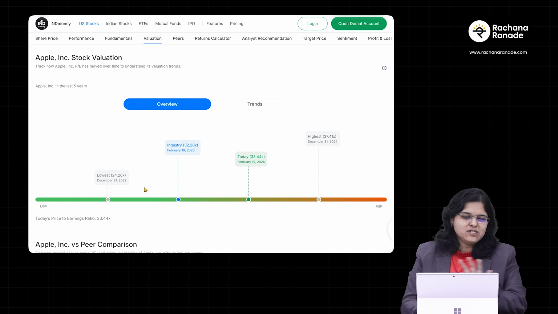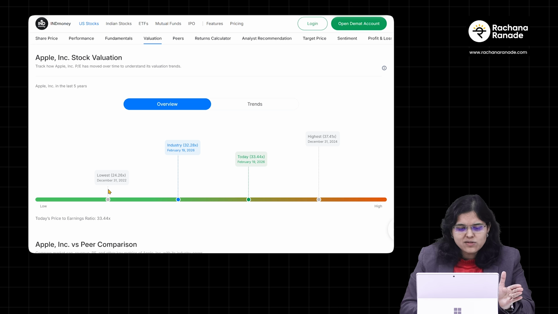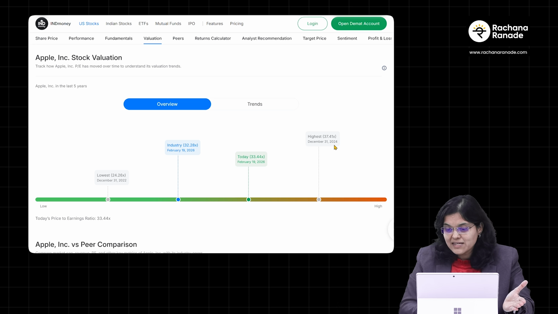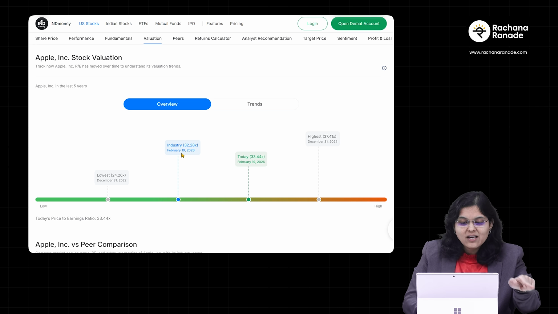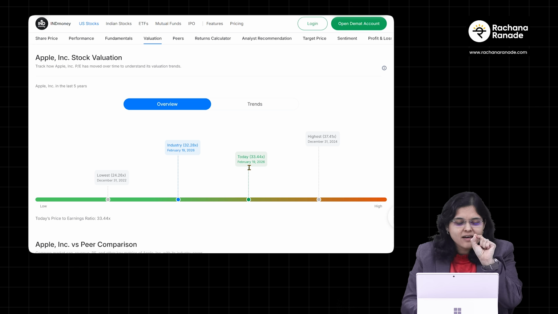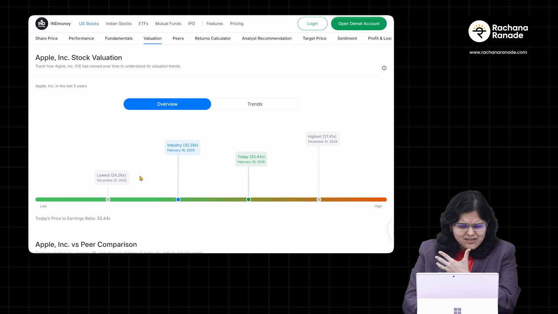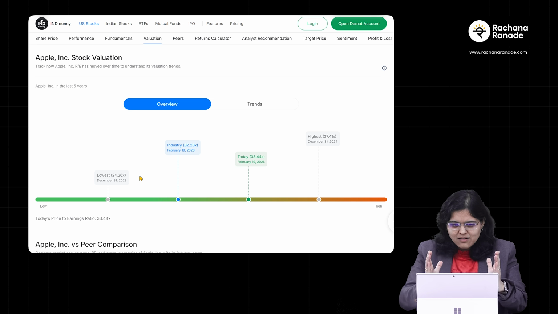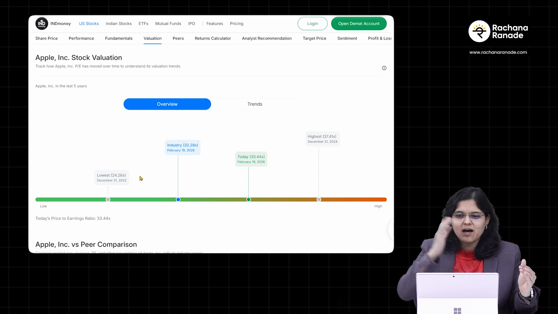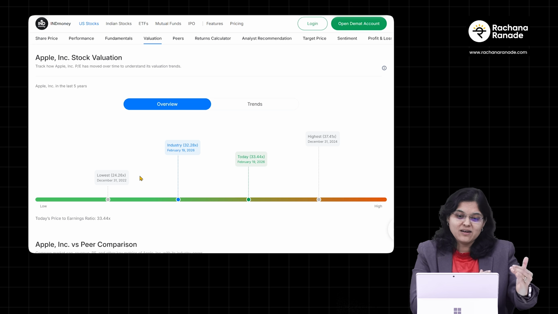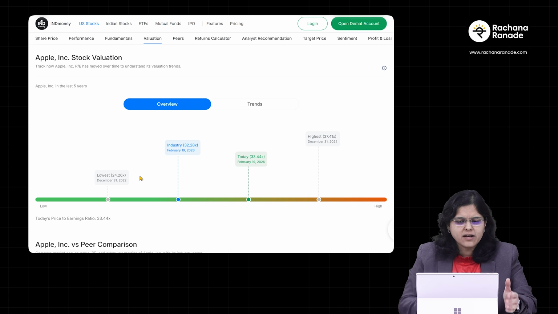And a very nice presentation that you can see in the overview tab shows what was their lowest PE ratio. You can see here as at 31st December 2022, it was 24.26. Highest is 37.41, and today's PE ratio, February 19th, is 33.44. And if I were to compare it with the industry average, it is 32.28, so a shade higher than the industry average. But it's just a single view, and I see the lowest PE, highest PE, and current PE compared with industry PE. Very nice way, presented in a very nice way, right?